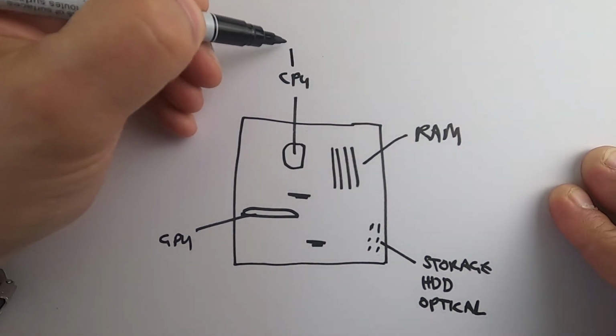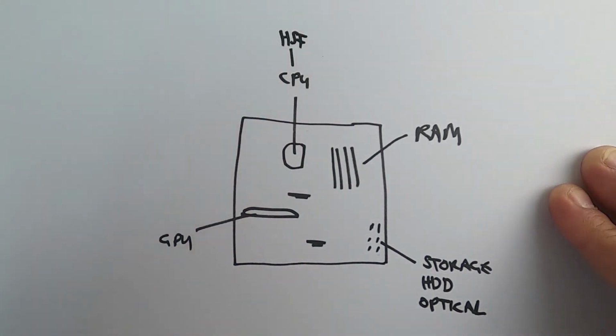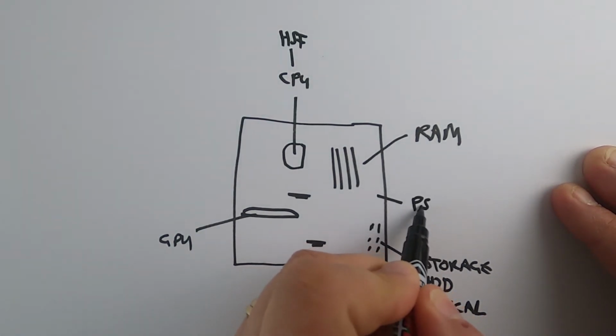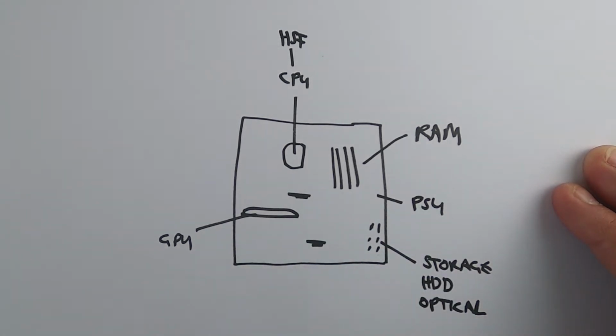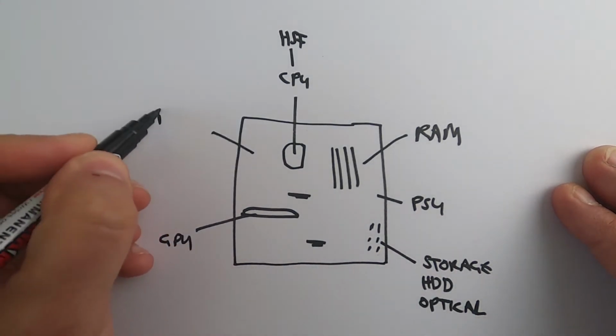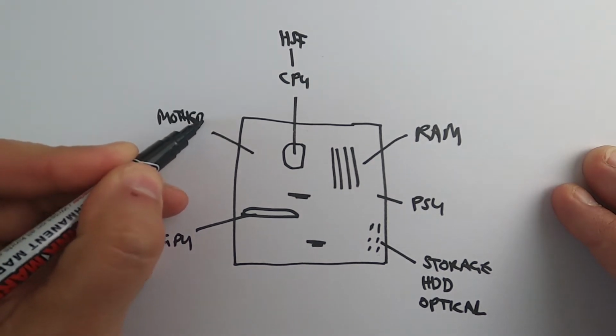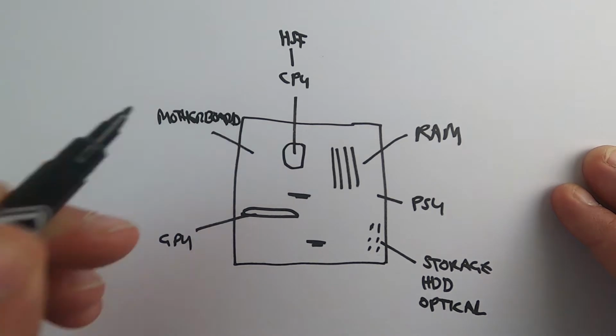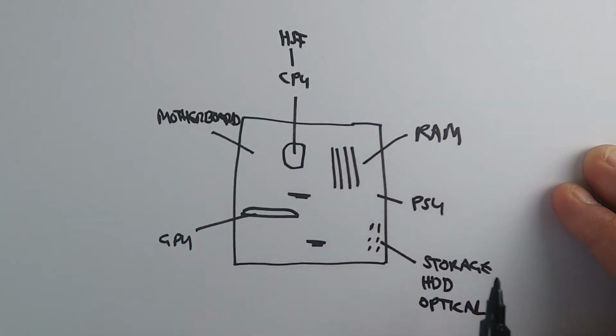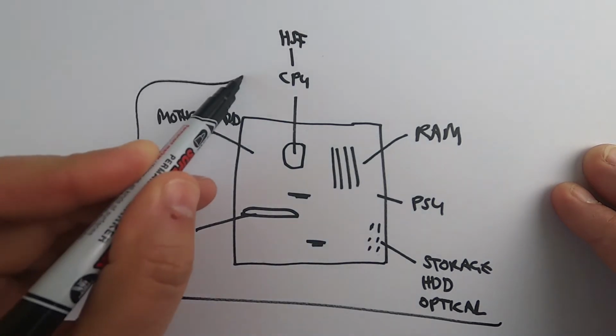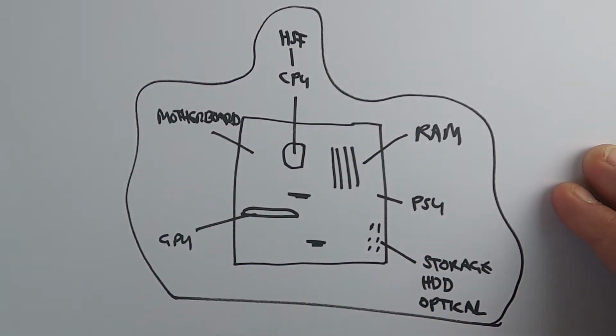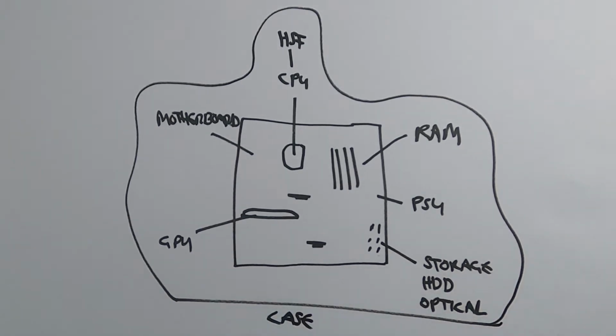Now the processor will need a heatsink or HSF, heatsink and fan. And everything needs to be powered by a power supply unit. So you've got the motherboard, CPU with a fan, RAM, power supply, some kind of storage and a graphics card. And of course the most important thing that we've missed out so far is a case to put it all in. And that is essentially the parts that you need.